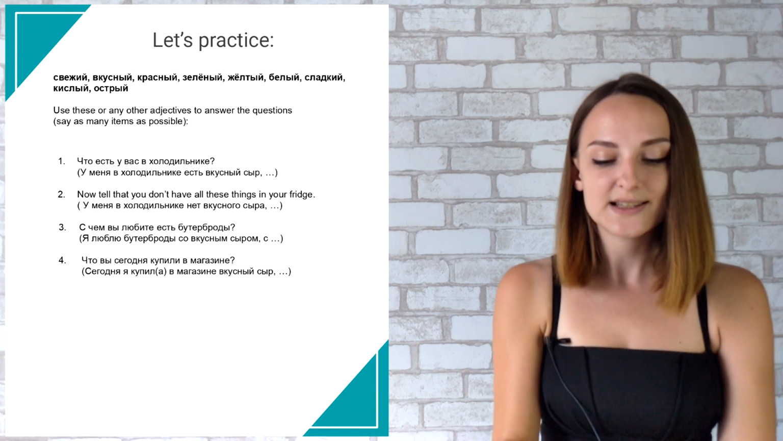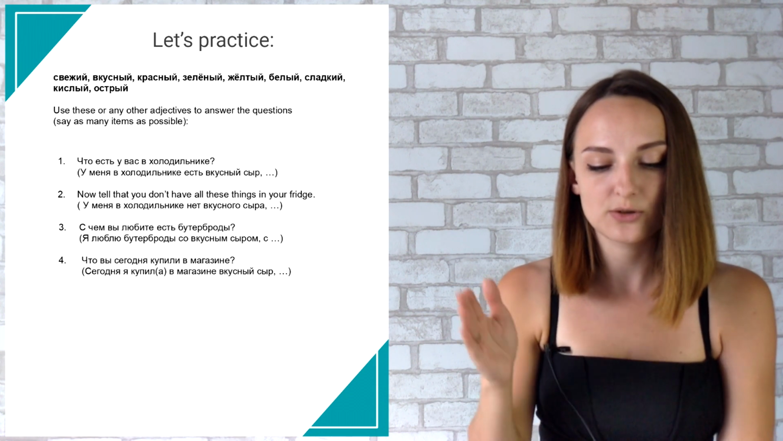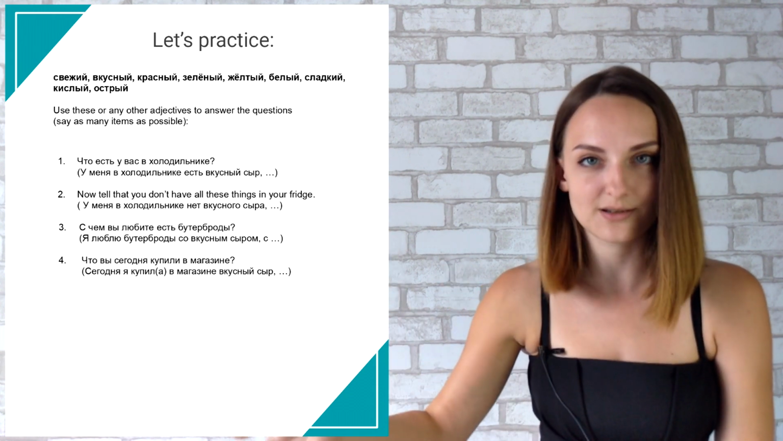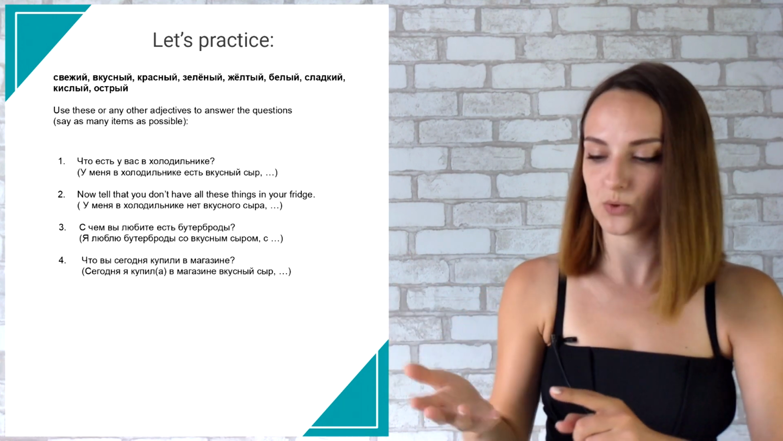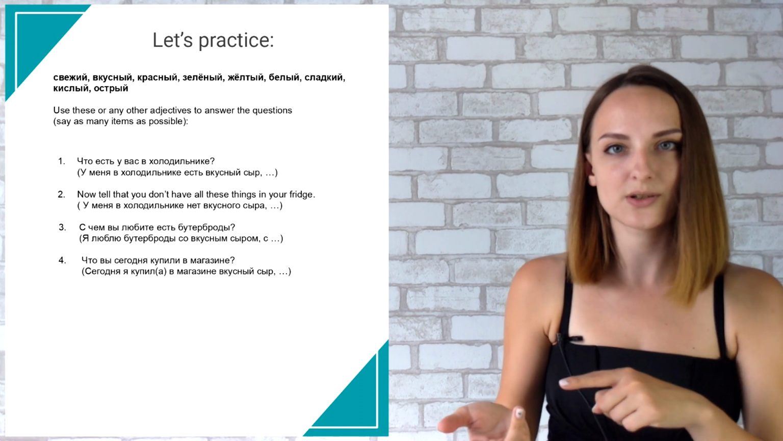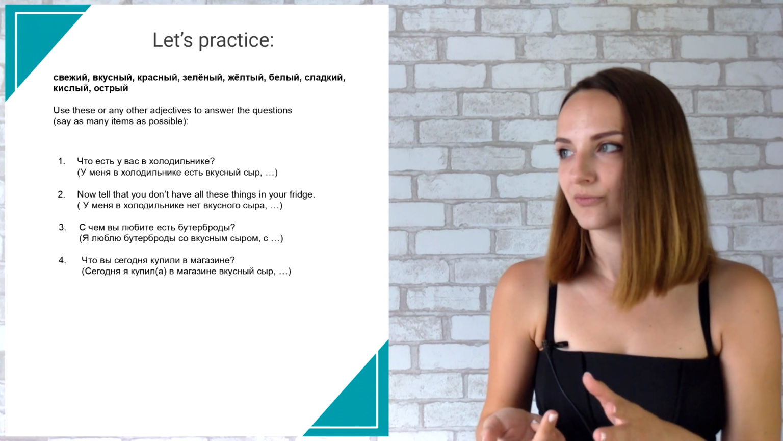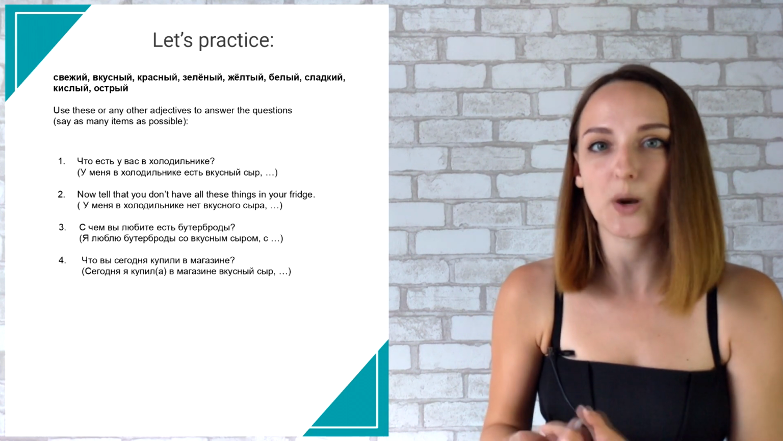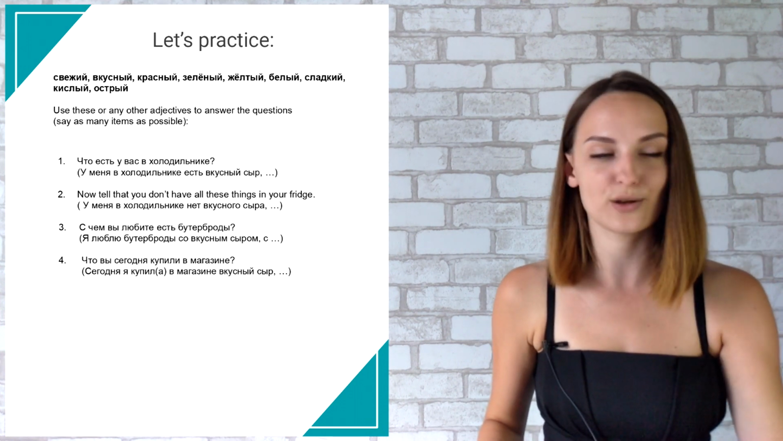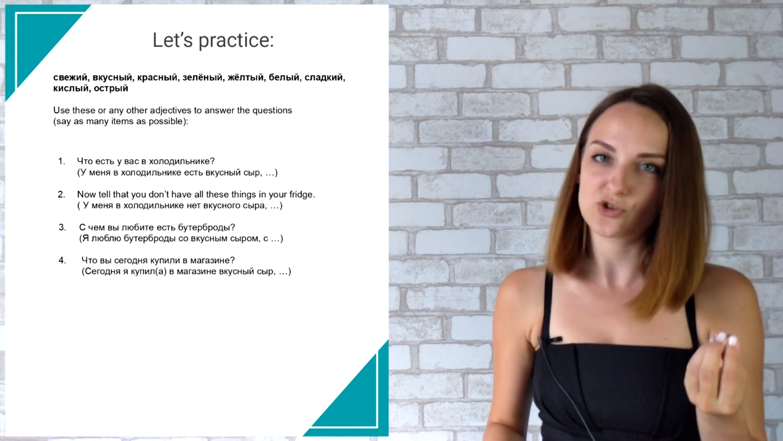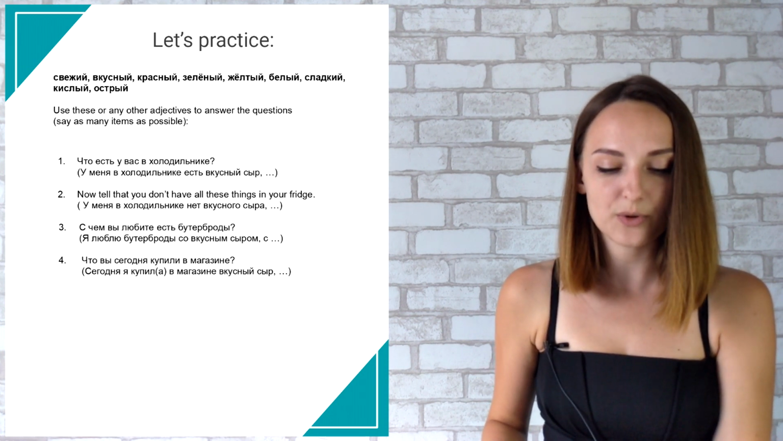Then, the third question. С чем вы любите есть бутерброды? And example. Я люблю есть бутерброды со вкусным сыром. And go on. With what you like to eat sandwiches? With red tomatoes, with salty fish, with meat, I don't know, red meat, white meat. So find any words, even if you do not like it, but still say it, but with adjectives. Very important to use adjectives for your answers. And the same about the last question.